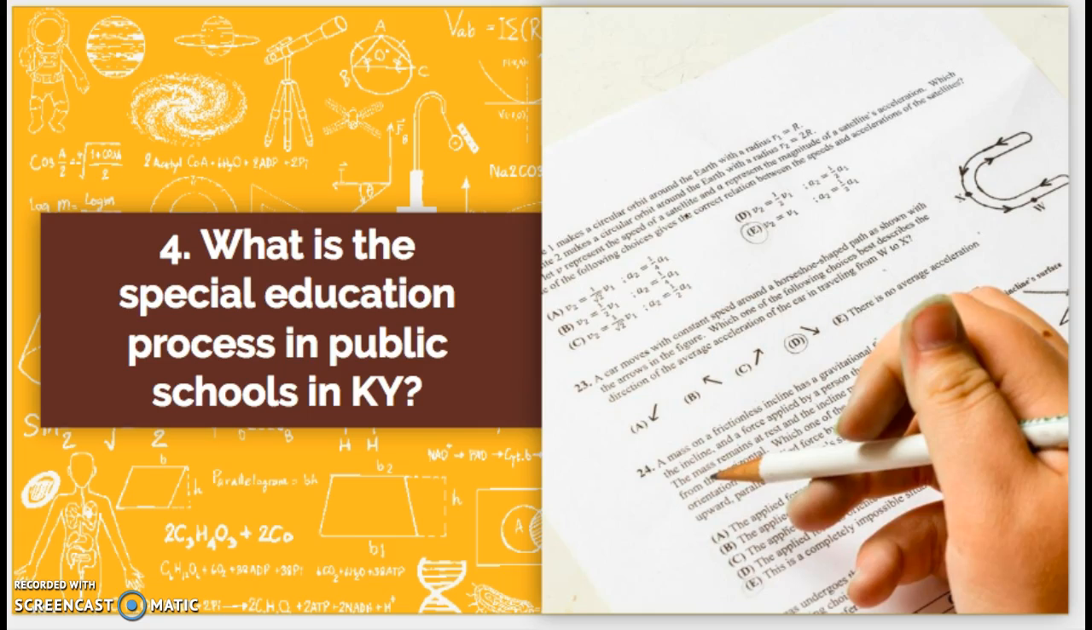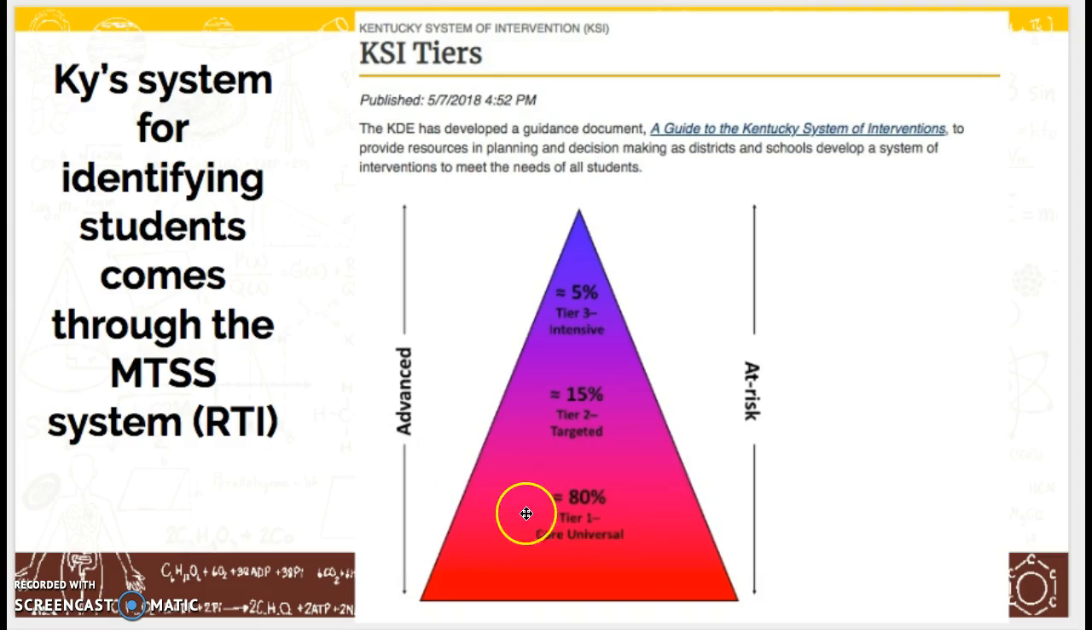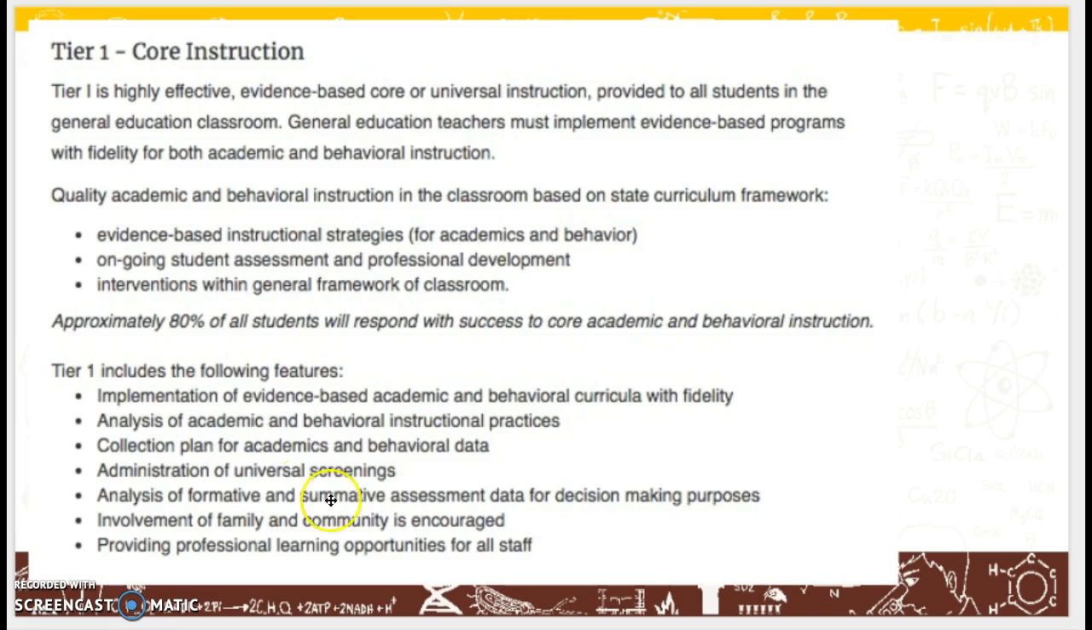So what is the process in Kentucky? In Kentucky, we must start with that multi-tiered system of support. So students must go through interventions in the general education classroom. And if you want to learn more about that multi-tiered system of support, on KDE's website, the term still being used is Kentucky Systems of Intervention, or KSI, but you'll notice that the triangle is still here, the numbers are the same, and it's that RTI or MTSS triangle.